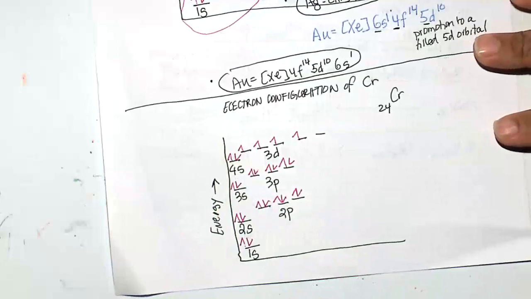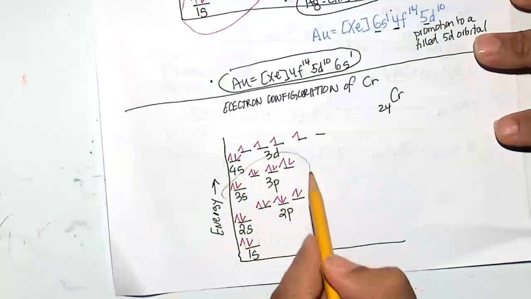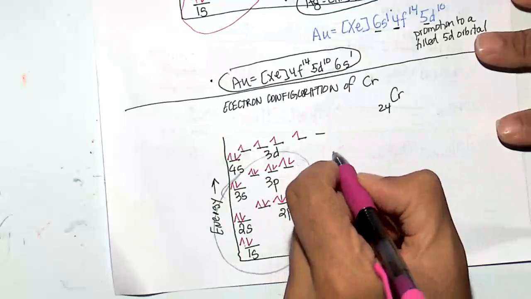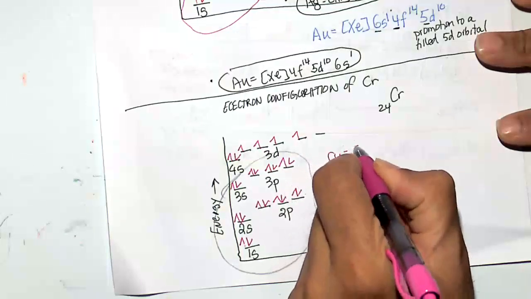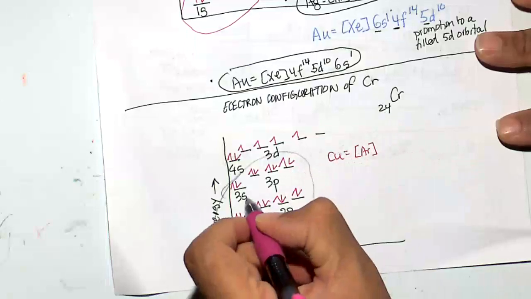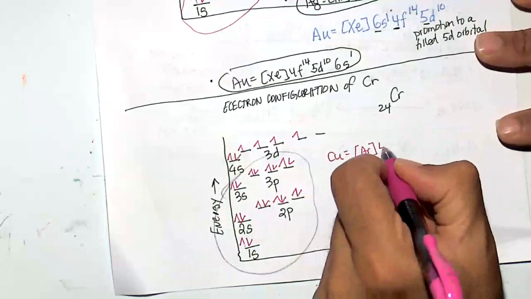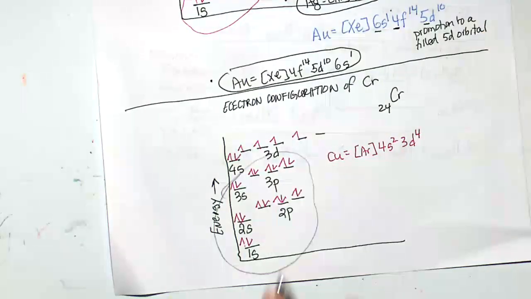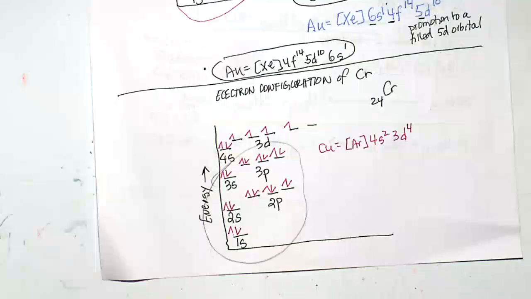So what is 3s2 3p6 here? That's argon. So you would think chromium would be argon, which is 3s2 3p6, then 4s2 3d4. Okay, that is not what happens.